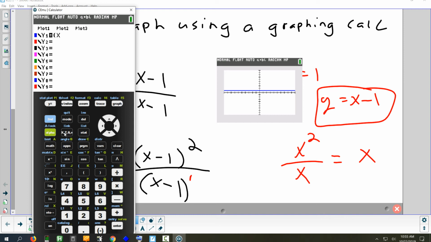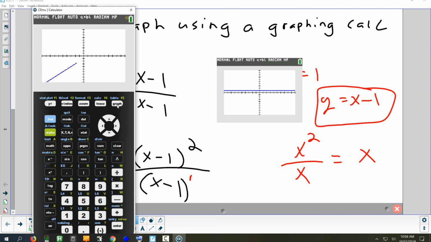Okay, so we get x minus 1 squared. Oops. Put in 1. There we go. Having some technical difficulties. All right, so x minus 1 squared divided by x minus 1. So it looks exactly like a line with a slope of 1 and a y-intercept of -1.